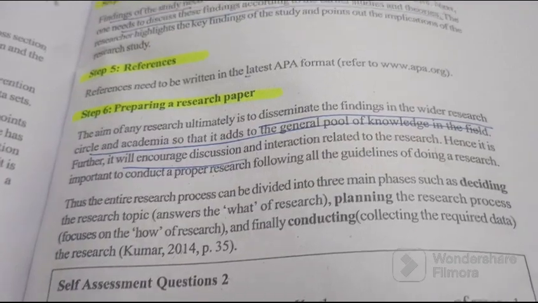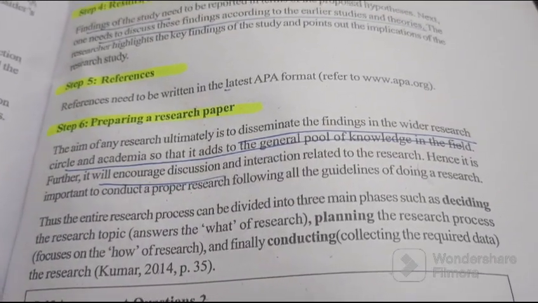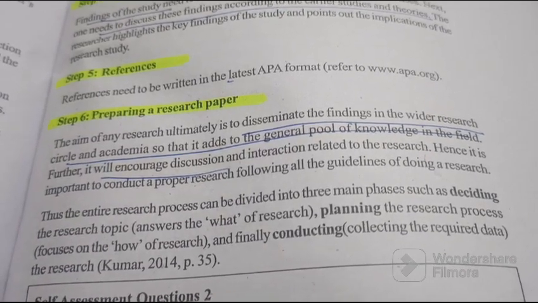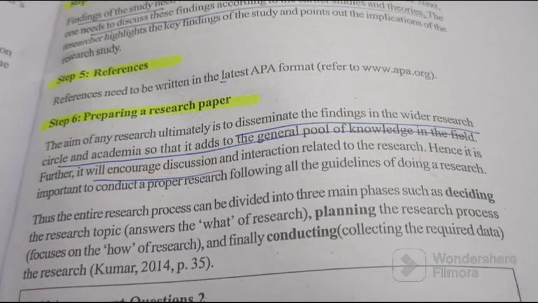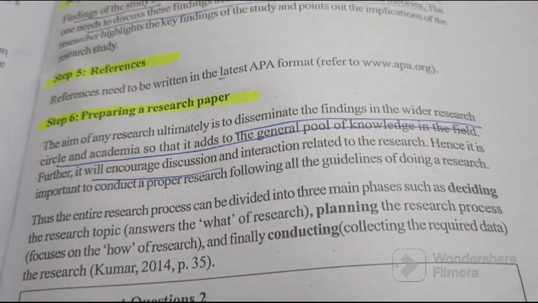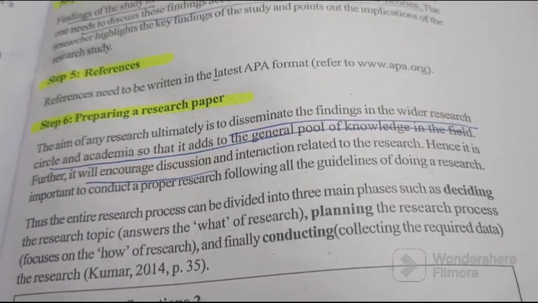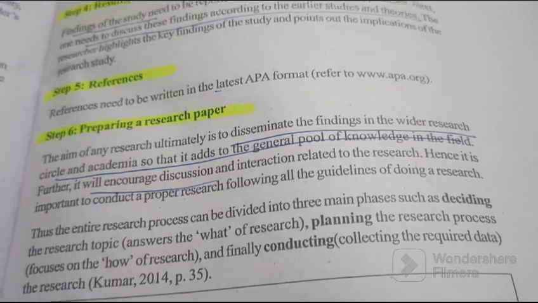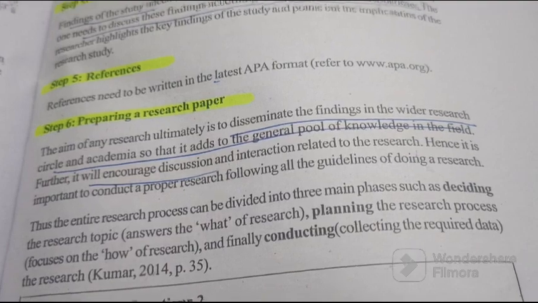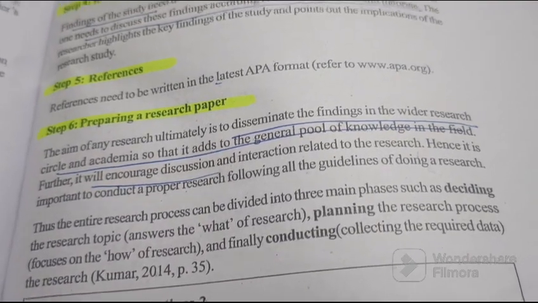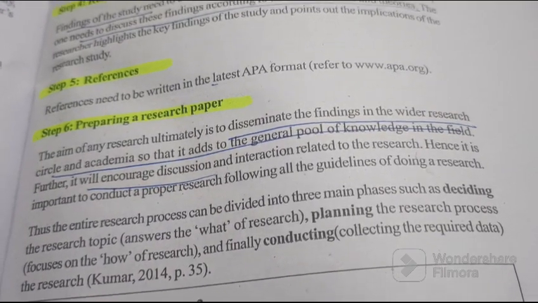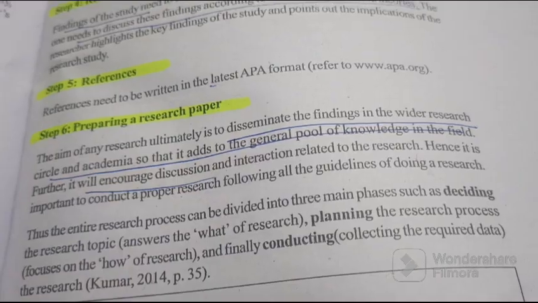Then preparing a research paper is the last step. So the aim is to disseminate the findings in the wider research circle so that it adds to the general pool of knowledge in the field. It encourages discussion and interaction related to the research. Okay, so the entire research process is divided into 3 main phases. First is deciding the research topic, which answers the what of research, कि हम क्या research करना चाहते हैं. Planning, which focuses on how to research, हम कैसे करेंगे, and finally collecting the required data. So next हम करेंगे next video में.